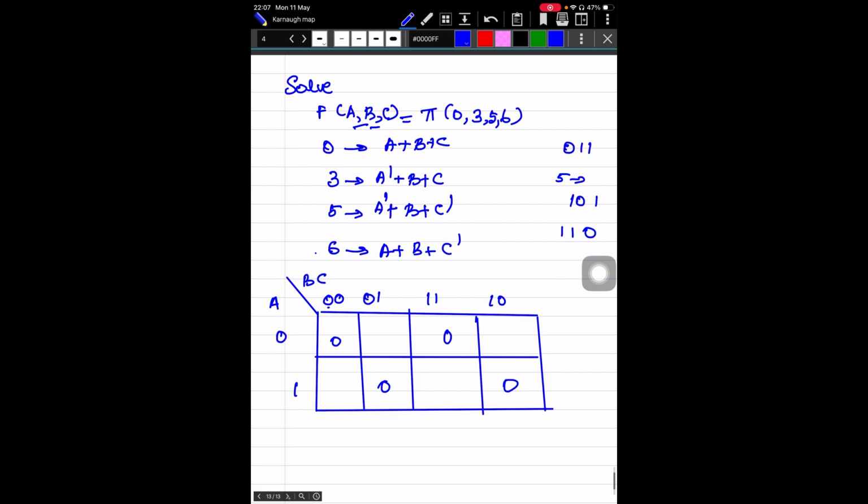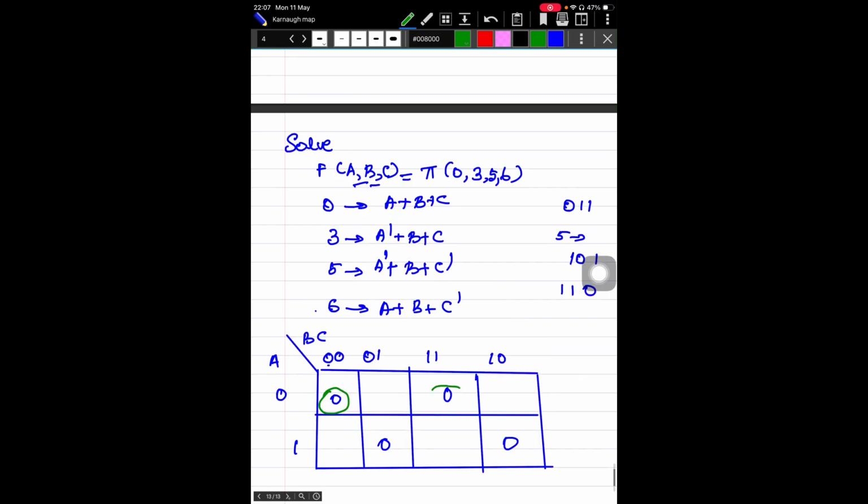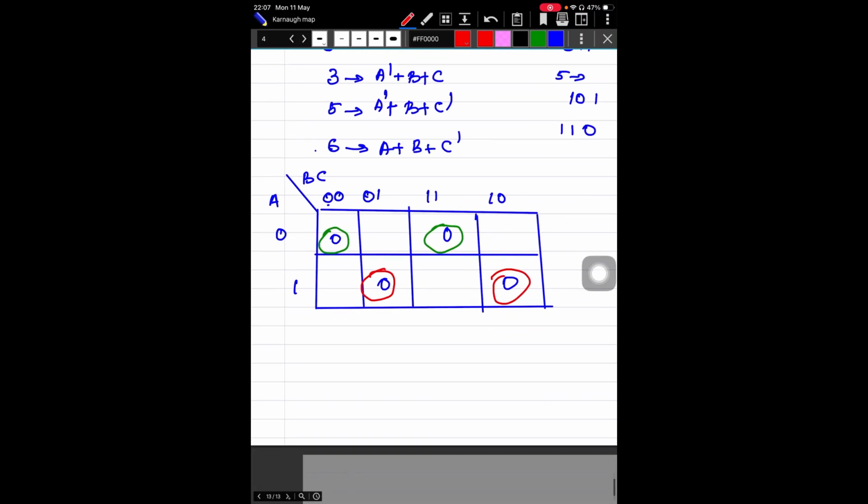Yeah, how do I group? Here we cannot group anything because everything is isolated. So this is one group, this is another group, this is another group, and this is another group, right? So we'll write the sum of products and product of sum separately. Since we are doing POS first, we'll write POS here.